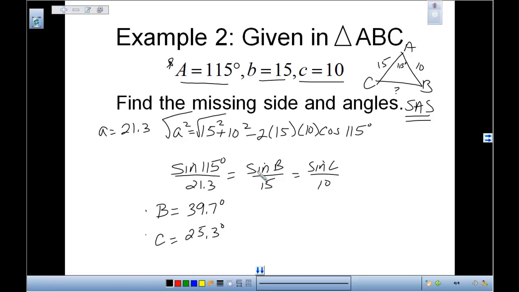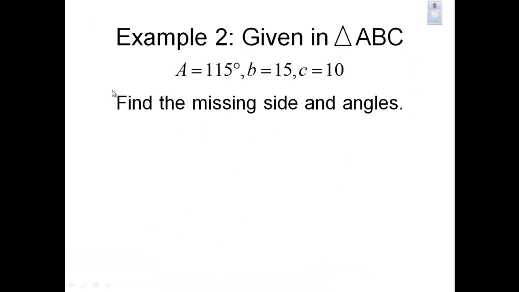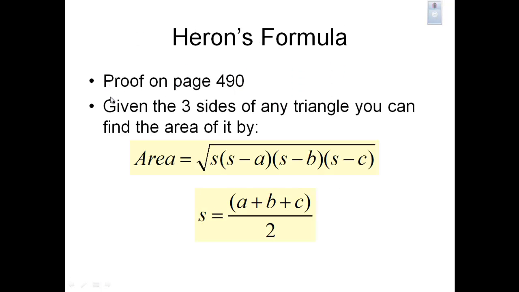So law of cosines is really helpful for that, especially when we have unique triangles like side, side, side, or side angle side. But we can also use it to help us figure out area. I'm not going to go over the proof of how this comes about, but on page 490 in your book, you can see how, where you have the three sides of a triangle, you can find the area just by knowing the three sides.